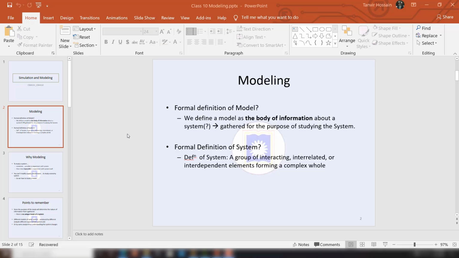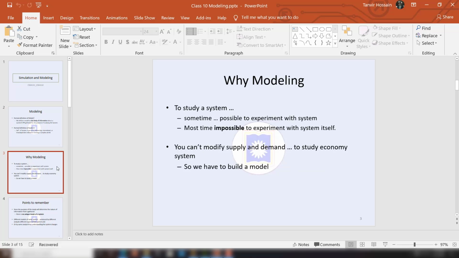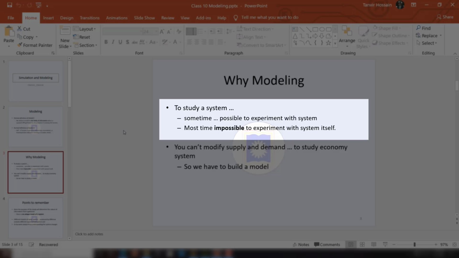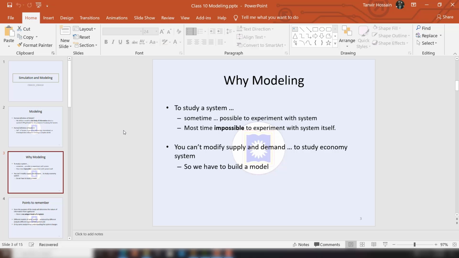So now let's talk about why we need modeling. To study a system, sometimes it is possible to experiment with the system, however most of the time it is impossible to experiment with the system itself, meaning we are trying to see new ideas or implement new concepts while a real-time system is currently running, because the experiment might hamper the workflow of the system. So for that we build models and experiment with the whole system separately in a simulated environment.